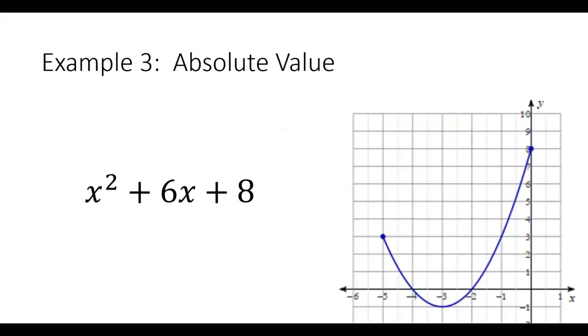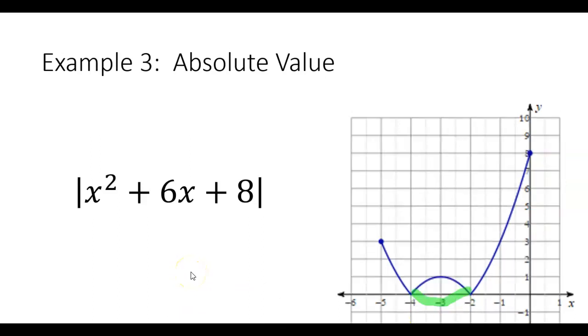All right, let's go ahead and take a look at another problem. So right here, I've got a quadratic equation, and this is its graph, going from -5 up to 0 along the x-axis. Now, I'm going to put some absolute value bars onto this quadratic equation. Now, what that's going to do is it's going to make all the outcomes positive. So this whole region down here, which used to be negative, is now going to get made positive. And so now it looks like that.